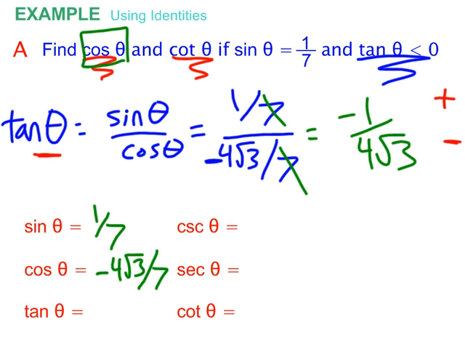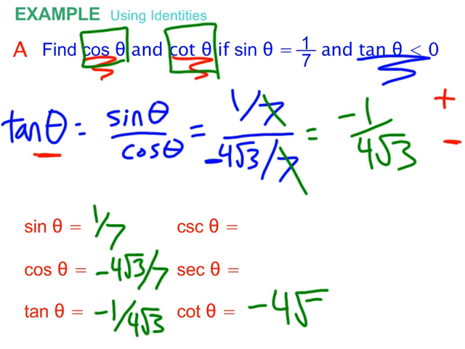And remember, I don't really care if you rationalize your denominator, as long as you can recognize in the answer key when your answer differs from the book's, when they're the same thing. Okay, we were asked to find cotangent. Well, since cotangent is the reciprocal of tangent, I look over at my value for tangent and I say cotangent is negative 4 root 3.